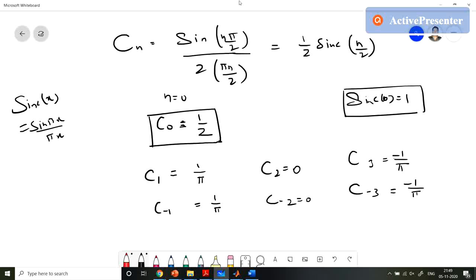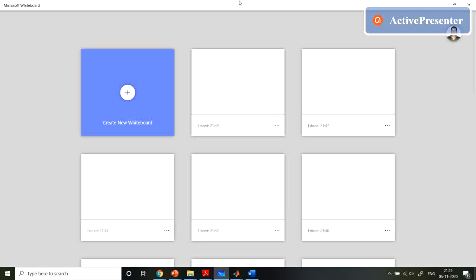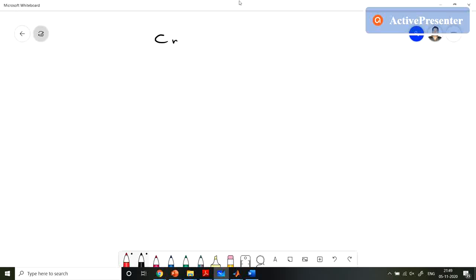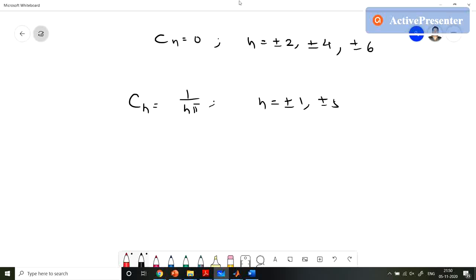So if we summarize this, then what we are getting is Cn is equal to 0 for n is equal to plus minus 2, plus minus 4, plus minus 6, and Cn is equal to 1 divided by n pi for n is equal to plus minus 1, plus minus 5, plus minus 9, and Cn is equal to minus 1 divided by n pi for n is equal to plus minus 3, plus minus 7, plus minus 11.